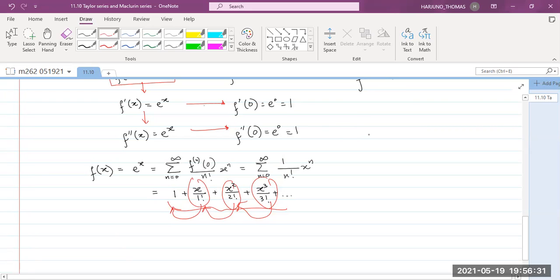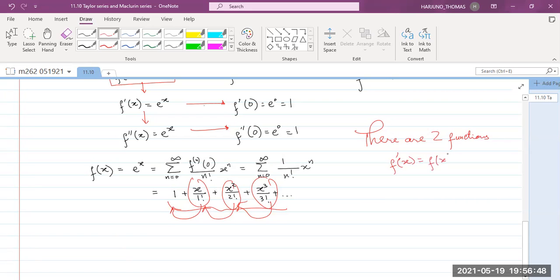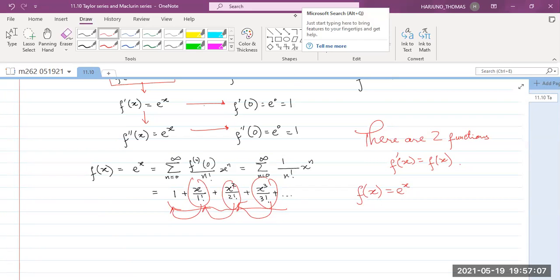There are two functions. Maybe I say it out. There are two functions such that f prime of x equals f(x). Can you tell what's that? One of them is e to the x. What is the other function whose derivative is itself? Imagination. Nobody knows? f(x) equals 0.